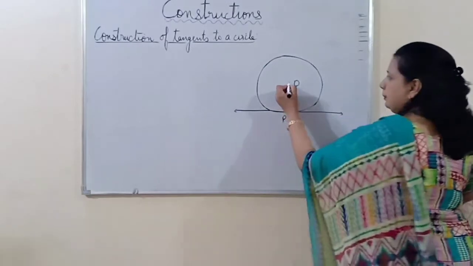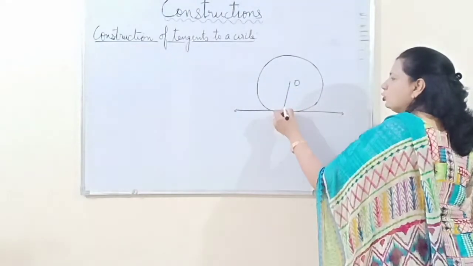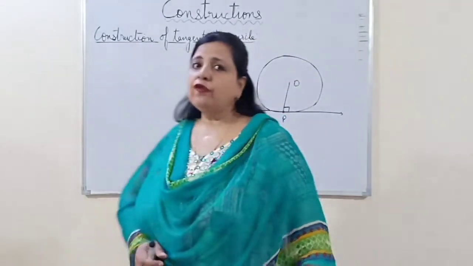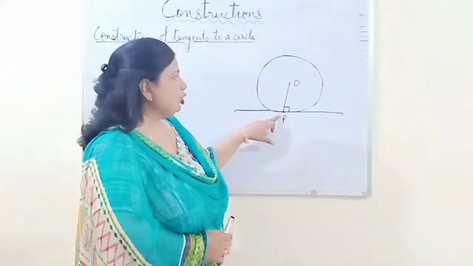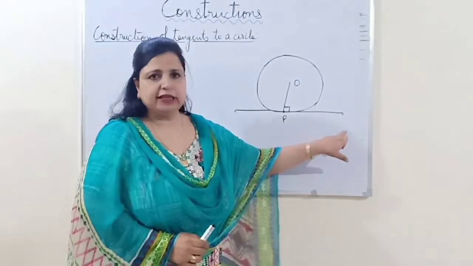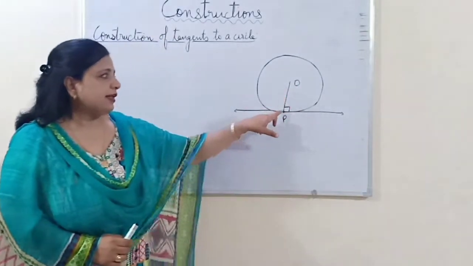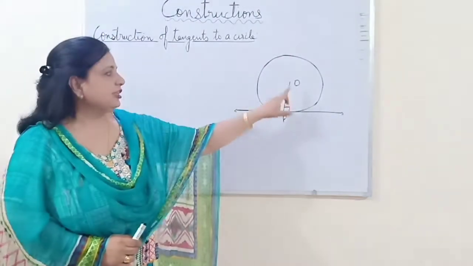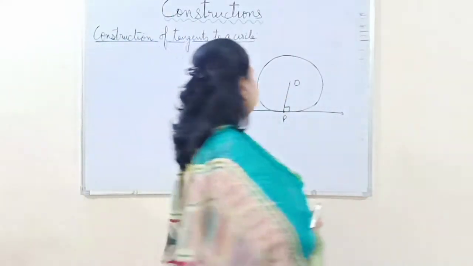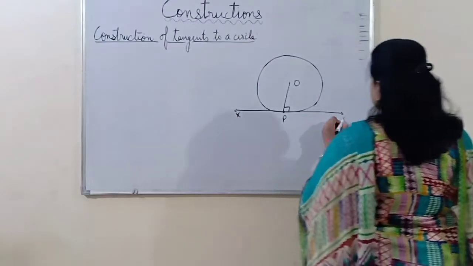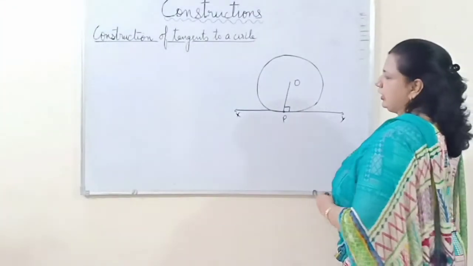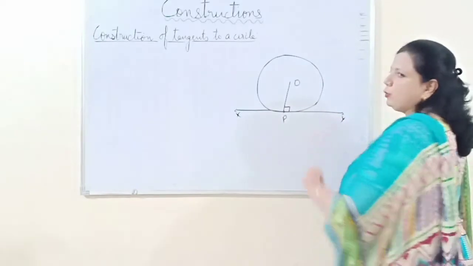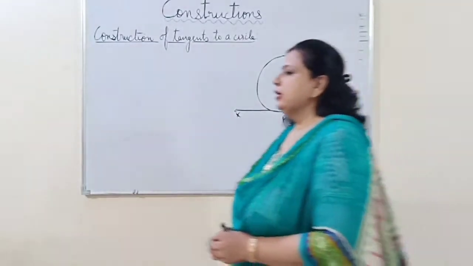Here radius will be OP. So the tangent is perpendicular to the radius through the point of contact. This is the point of contact of the radius and the tangent. So at the point of contact, they are perpendicular to each other. That is, if XY is your tangent intersecting the circle at P, then angle OPY will be 90 degree.